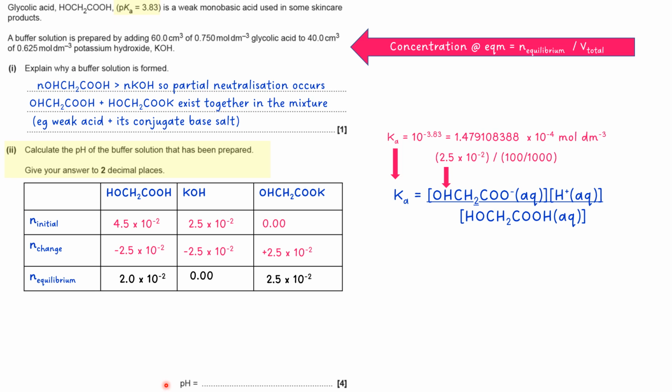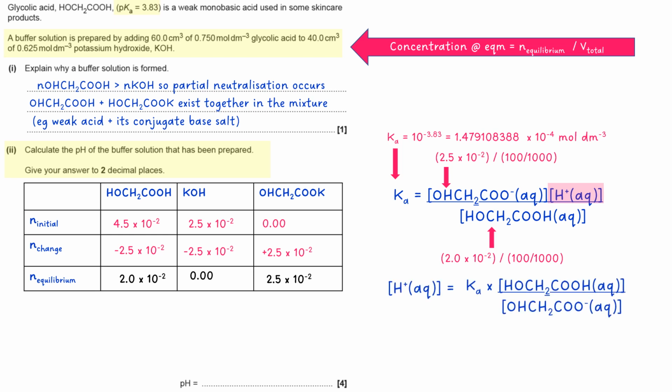So to get the concentration of potassium glycolate, or the glycolate ion to be precise, you take its quantity at equilibrium, the 2.5 times 10 to the minus 2, and you divide it by the total volume, which is the 100 centimeters cubed over 1,000 to get it into decimeters cubed. You do the same to your glycolic acid, and that now allows us to isolate the hydrogen ion concentration. So we rearrange the equation to make the H+ concentration the subject.